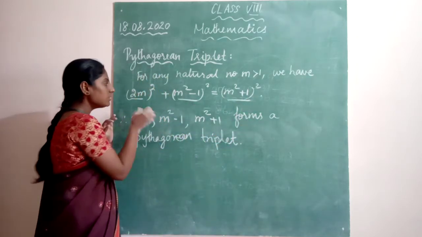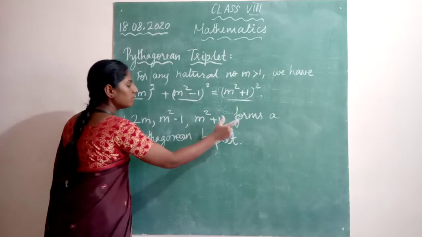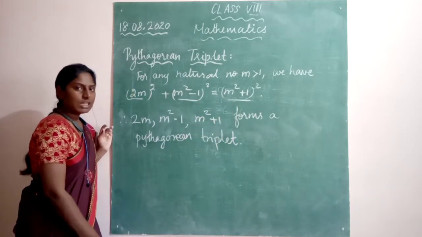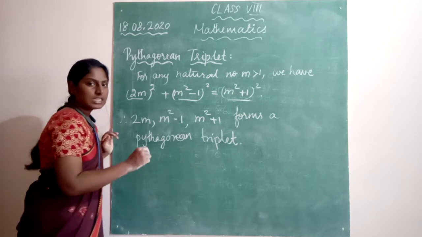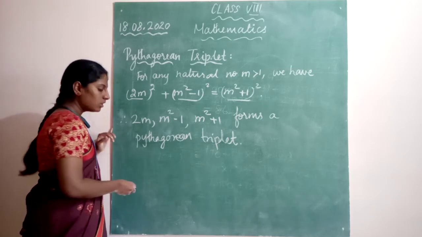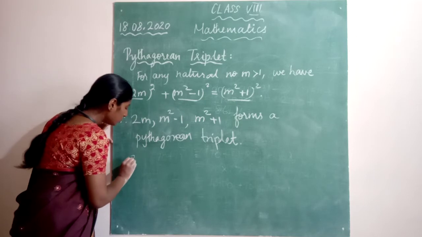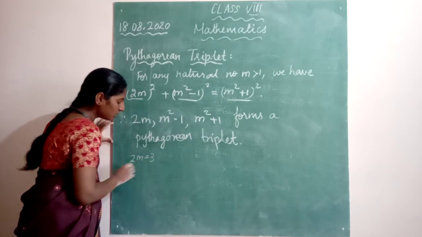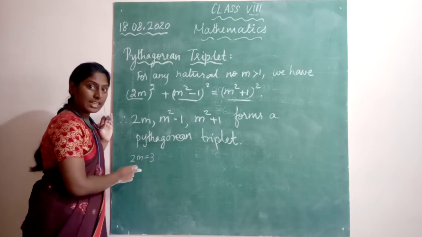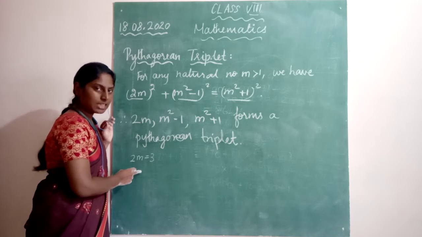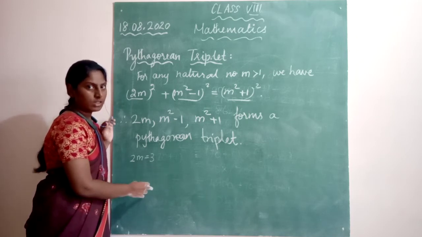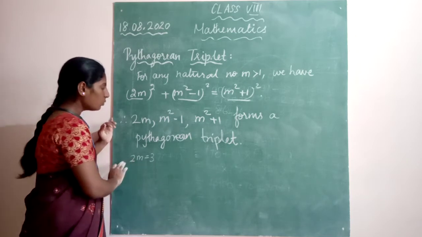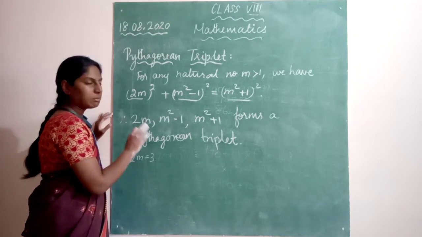So the numbers which are inside the bracket form the Pythagorean triplet. For example, now I say find a Pythagorean triplet such that 3 is a member in it. So you can either solve 2m is equal to 3, but is it possible? Can you give any natural number for m such that 2 into that number will give you 3? No. So you can take m square minus 1.